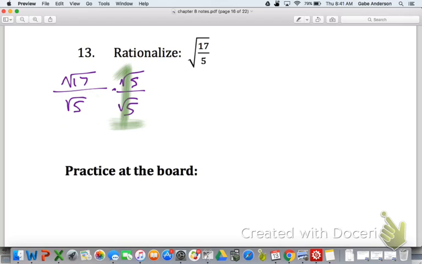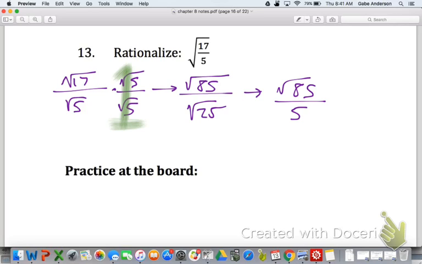Okay, so when we multiply, root 17 times root 5 is what? Not close enough. What about the square root of 5 times the square root of 5? Just like before, square root of 25. So that gives us square root of 85 over 5. But can the square root of 85 be simplified any further? No, you can't. What are the prime factors of 85? 5 and 17. There's no pairs, and so we're left with that.